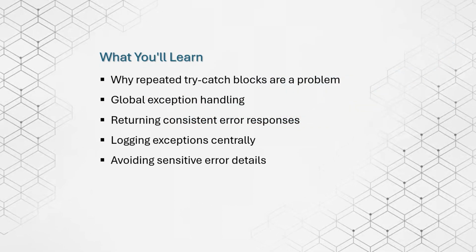We'll start by looking at why handling exceptions separately in every endpoint creates repetitive and difficult to maintain code. Then we'll see how global exception handling lets us catch unexpected errors in one central place. We'll also discuss consistent error responses, centralized logging, and why production APIs should not expose internal exception details to users.